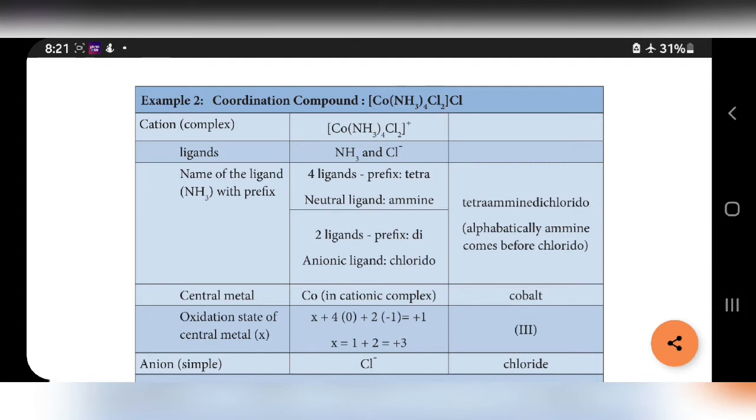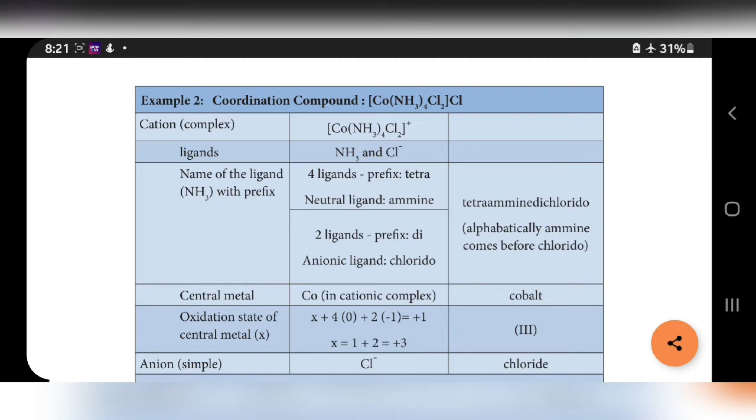For NH3 there is no charge given, but for Cl a single negative charge is given. From this we can understand NH3 is a neutral ligand, but Cl is a negative ligand. For a neutral ligand there is no need to put any charge, so in NH3 there is no charge, but for Cl, a negative ligand, only the negative symbol is given, that is Cl minus. So two types of ligands are there, one neutral ligand and another negative ligand.